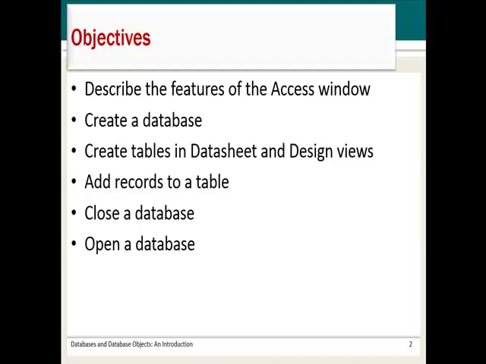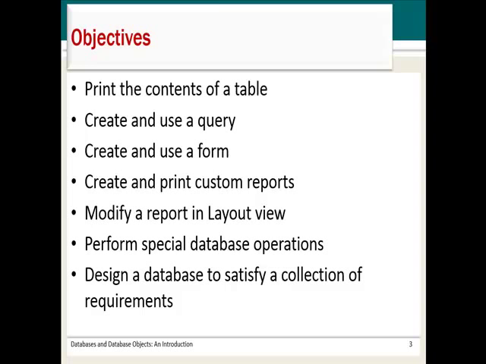So, describe the features of the Access window. Create a database. Create tables, and then differentiate between datasheet view and design view. Physically add records to a table. Close a database and then reopen it. Print the contents of a table, create and use a query, create and use a form, create and print reports, modify a report in layout view, perform special database operations, and design a database to satisfy a collection of requirements.